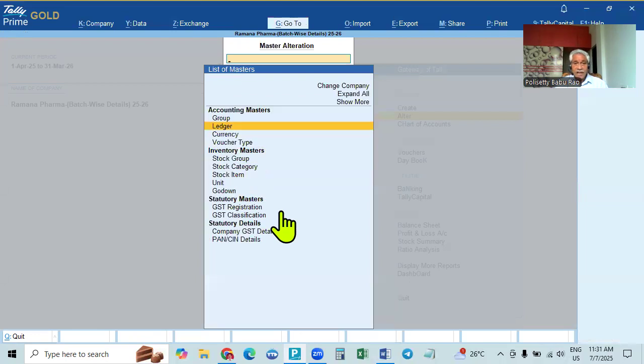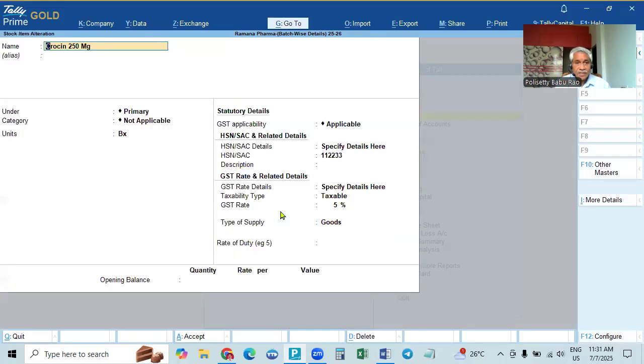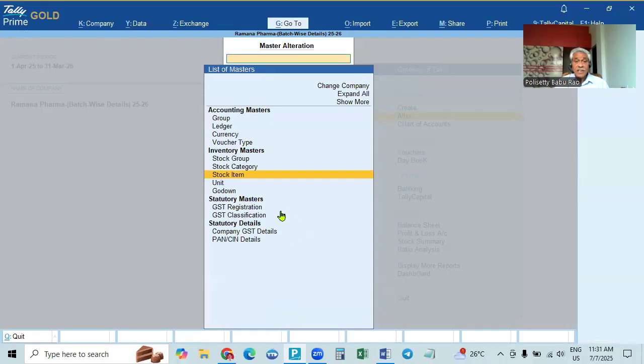Then go to the inventory masters. In the inventory masters, the batch-wise details are related to the goods: date of manufacture, batch number, everything. That is why when creating the inventory, that is stock items, in the F11 features we enable the batch-wise details. The batch-wise details we have to enable in the stock item also. So go to the stock item.